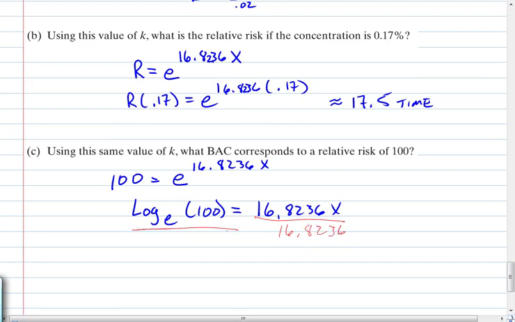This is a log base e, or a natural log. So x is the natural log of 100 divided by 16.8236. So, you have 100 times the risk if your blood alcohol is 0.27.